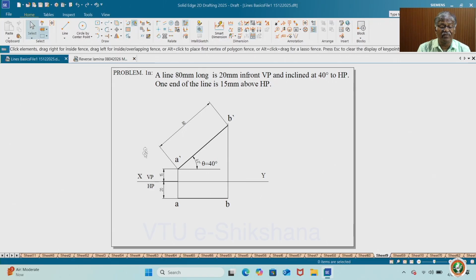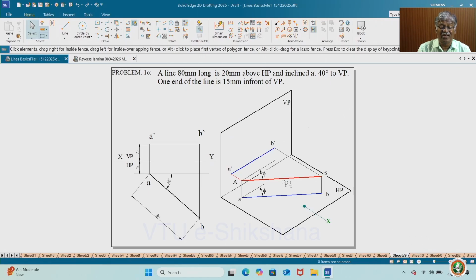Now the corresponding final view is this. Okay, XY line and front view, top view. Next comes inclination to VP. The line is 20 mm above HP and one end of the line is 15 mm in front of VP. The line is inclined 40 degrees to VP.